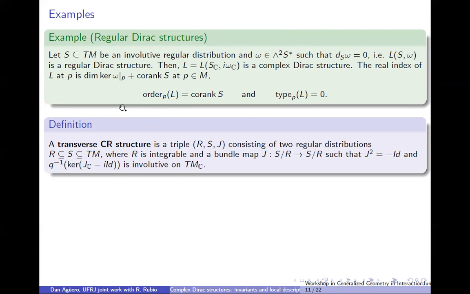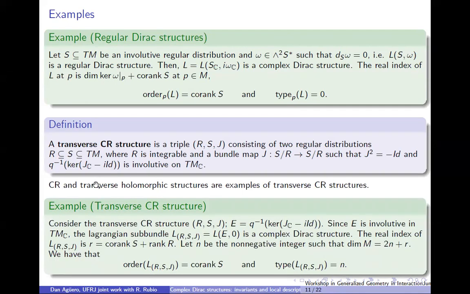And also we will define a new structure. Well, maybe it's not new. It's a transverse CR structure, that is just a triple of two regular distributions, R inside S, where R is integrable, and a bundle map J from S over R to S over R. So that if J is complex, this space is involutive. But Q is the quotient from S to S over R. For example, if you take R equal to zero, this is the definition of a CR structure. And when we have S equal to the whole tangent bundle, that is the definition of a transverse holomorphic structure.